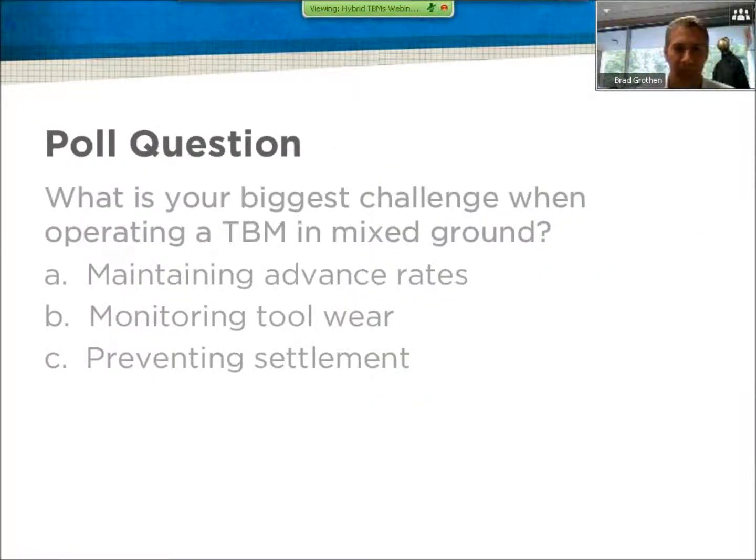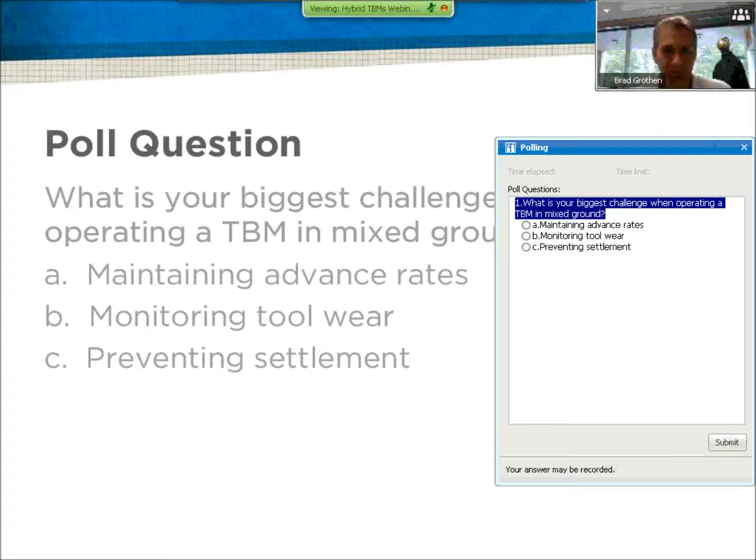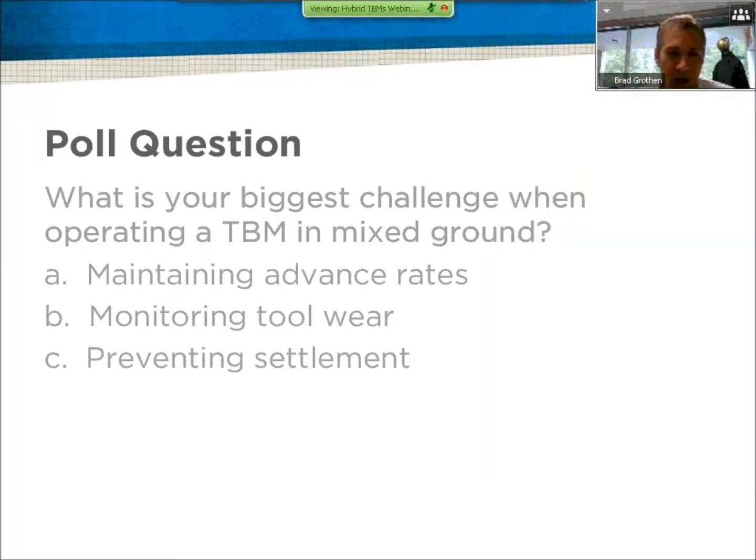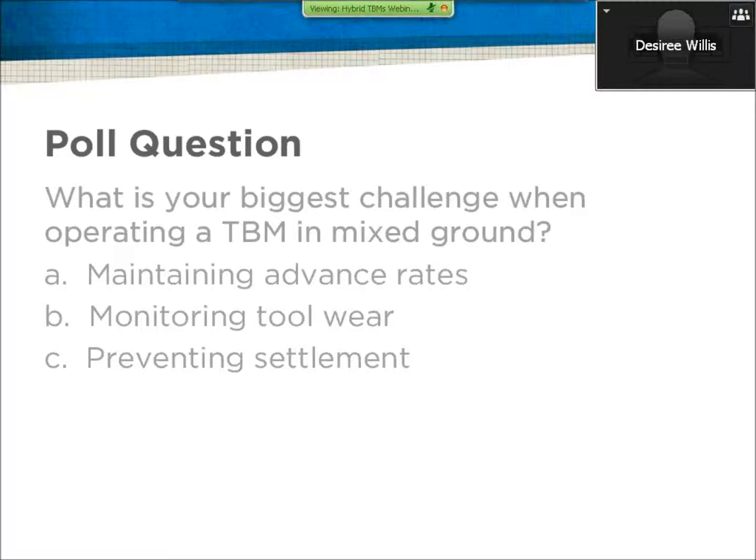With that, we come to a poll question. What is your biggest challenge when operating a TBM in mixed ground? Is it maintaining advance rate, monitoring tool wear, or preventing settlement? And while everyone's answering that, Brad, I have another question. Have you had many mixed ground projects where a hybrid machine was used?